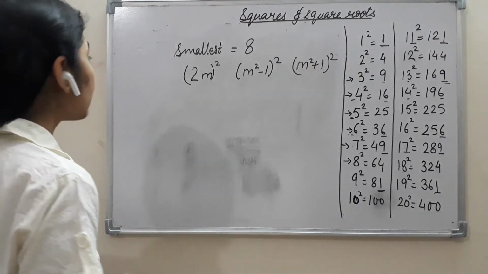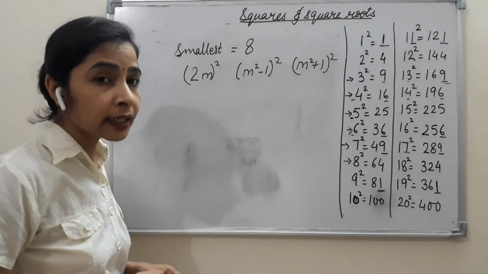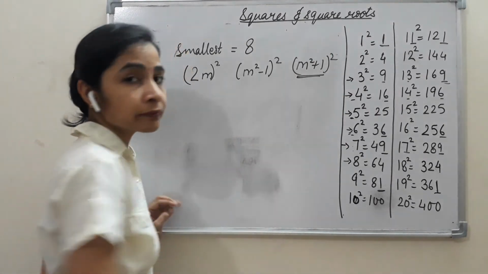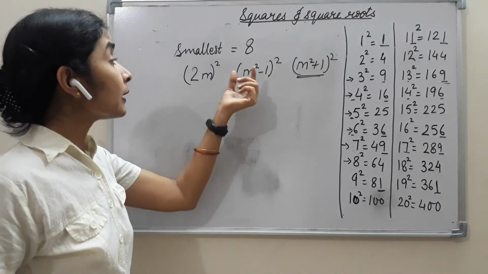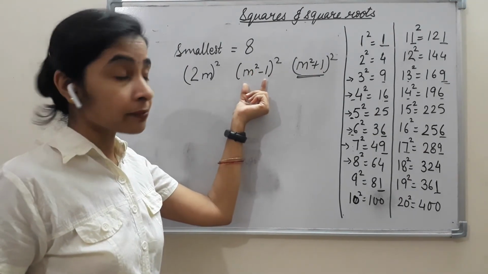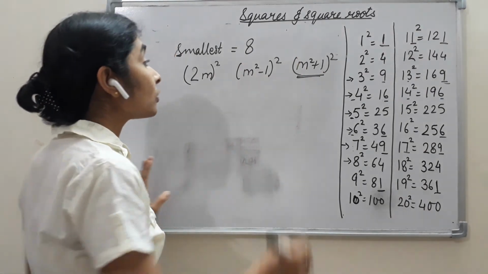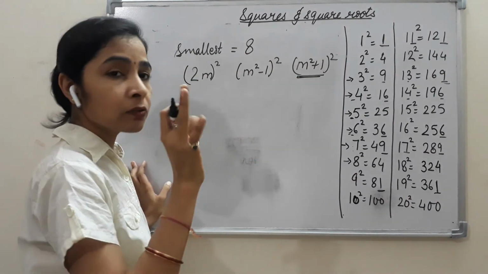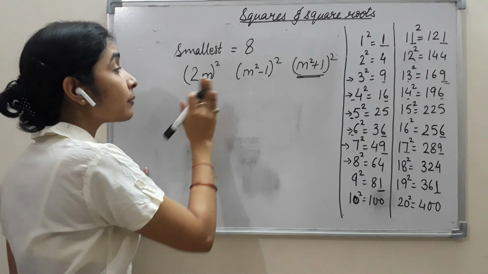Now in this we can observe that if we are given that the smallest member is 8, then this can't be the smallest member, because it is m square plus 1. Here we are subtracting 1 from m square, so obviously this number will be smaller than this. So this will be the greatest, so 8 can't be taken as m square plus 1 whole square. That leaves m square minus 1 whole square and 2m whole square.